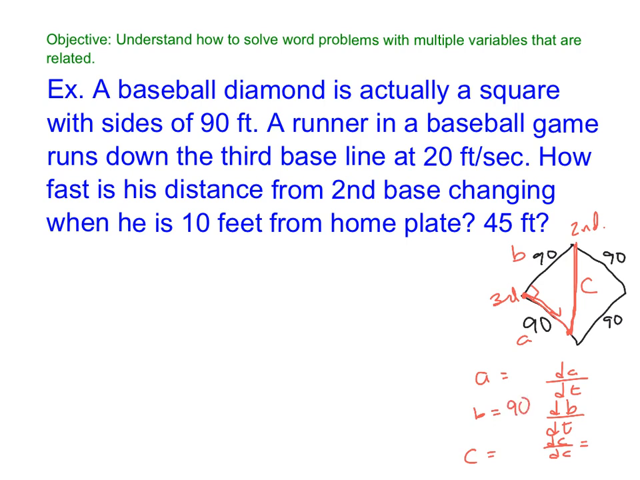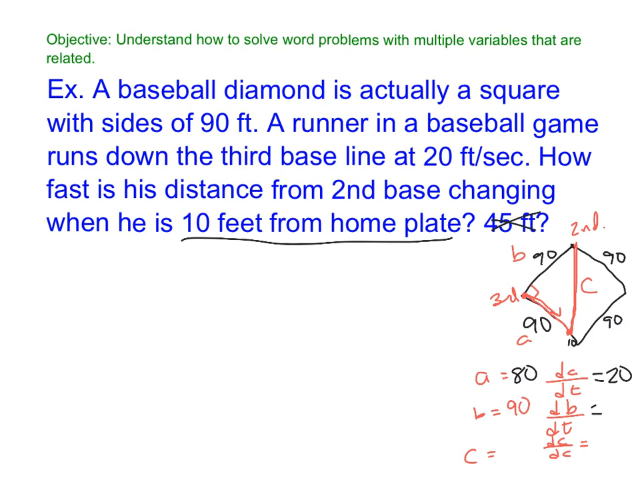What's A? So there's actually two questions here. We'll focus on the 10. When he is 10 feet from home plate, so this is 10, which means he's at 80. Right, he runs down the third base line, so that's dA/dt is 20. All right, okay, so now we don't know C, we don't know dB/dt, and we actually know one of those three. Which three do we know?